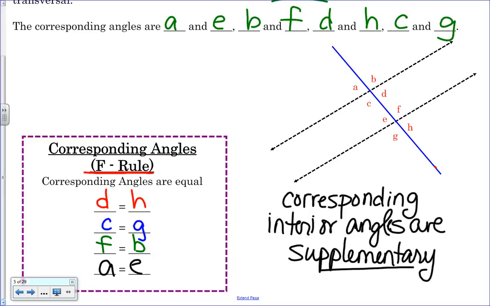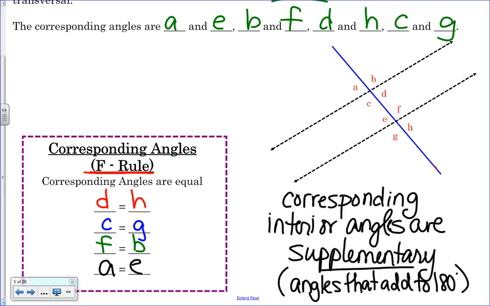Now, supplementary is a rule you may not remember. It actually means that we've got two angles that add to 180. So angles that add to 180 degrees. Okay, so what does that mean?